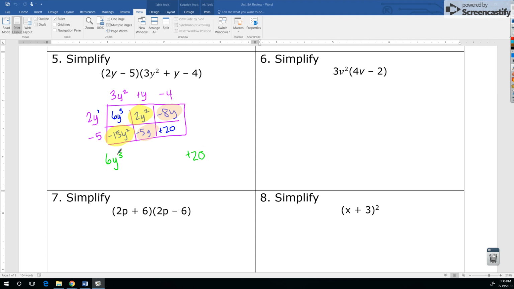I'm going in descending order again. So it'll go 3, 2, 1, none. So negative 15y squared plus 2y squared is negative 13y squared. And negative 5y minus 8y is negative 13y. And there's my final answer.